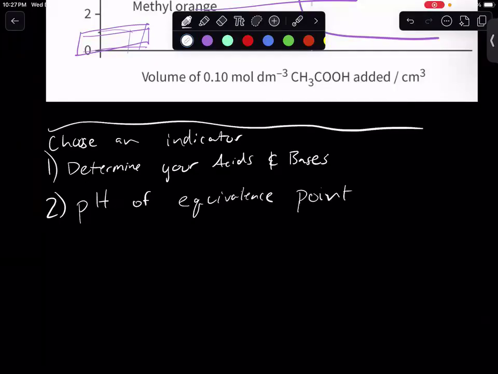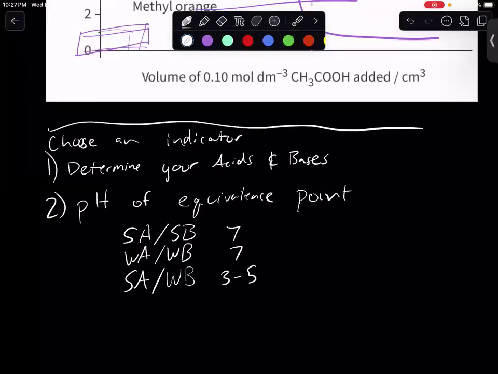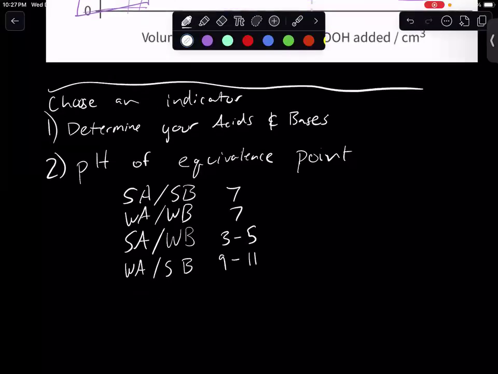Once you know the pH of your equivalence point, and you can usually estimate it because you know strong and strong, so strong acid, strong base will generally be 7. Weak acid, weak base will be 7. Strong acid, weak base will generally be in the range of 3 to 5. And weak acid, strong base will generally be in the range of like 9 to 11. So your pH of your equivalence point will vary, but you generally have an idea of the range.